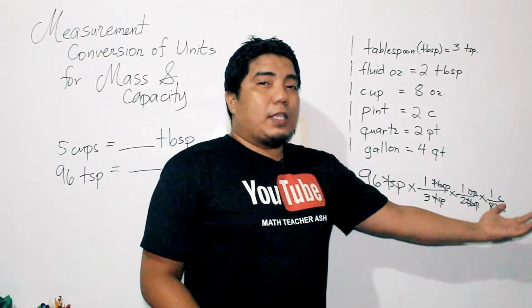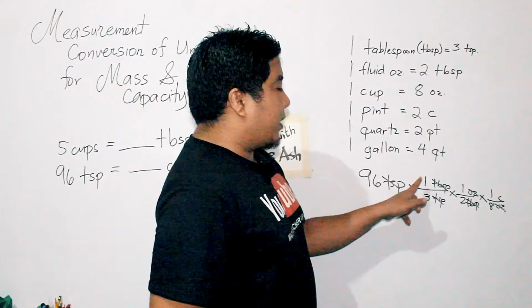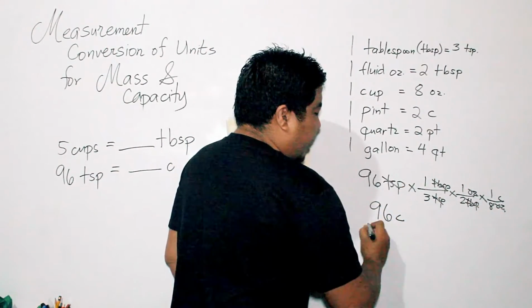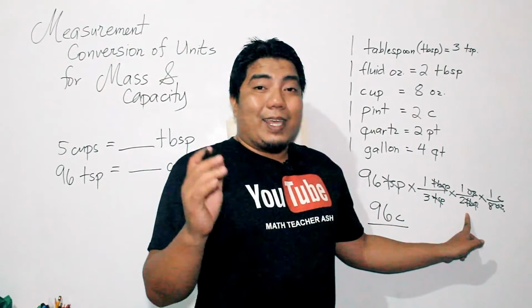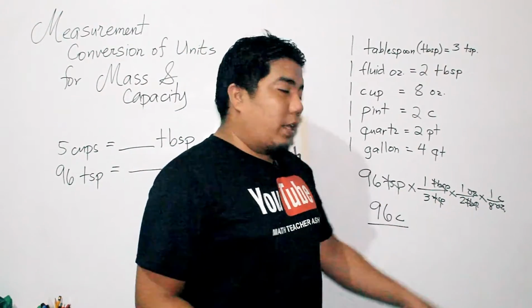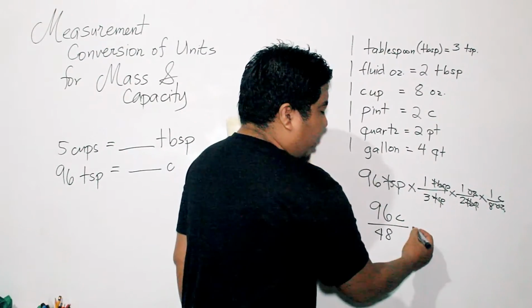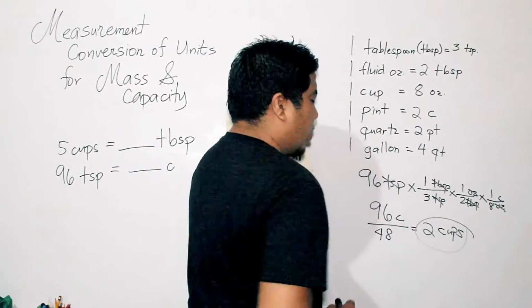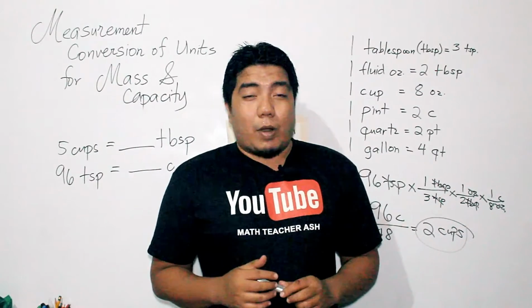So, we will be simplifying our given mathematical sentence. That gives us 96 times 1 times 1 times 1, and that is 96 cups over 3 times 2 times 8. 3 times 2 is 6. 6 times 8 is 48. So 96 divided by 48, that gives us 2 cups. And this will be our final answer for our given problem.